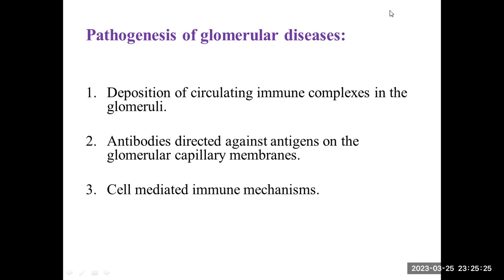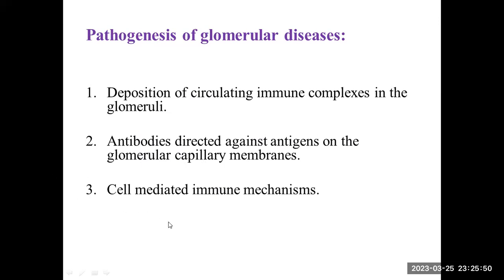So in glomerulonephritis in general, in glomerular diseases, the mechanism of injury in certain cases can be type 3 hypersensitivity reaction, and in other cases can be type 2 hypersensitivity reaction. In certain diseases, you can have both mechanisms at the same time, like in SLE, for example. In SLE, you can have glomerular disease due to mixed types of hypersensitivity reaction, type 3 and type 2.